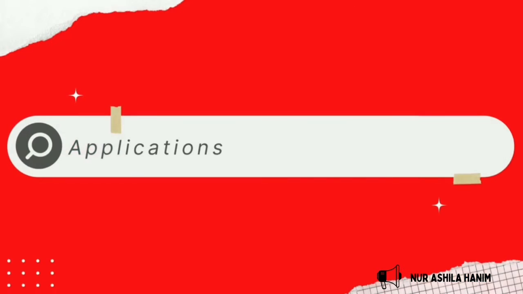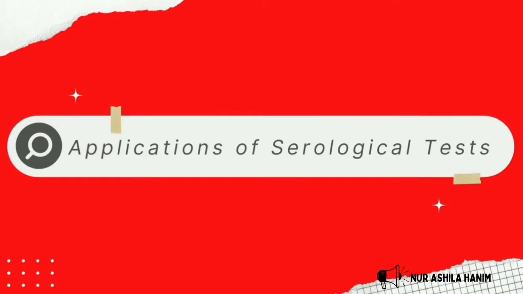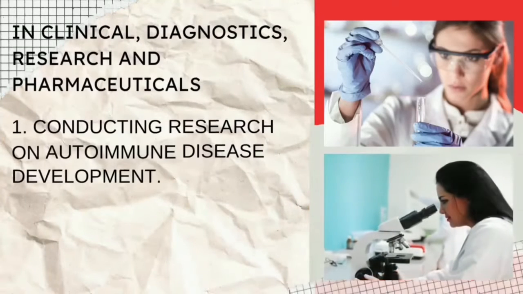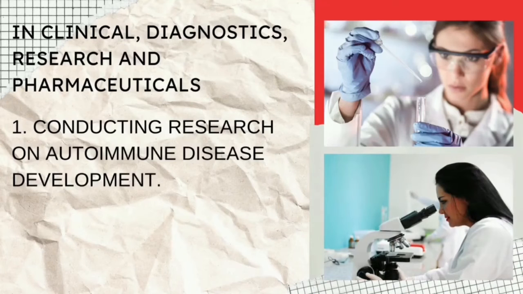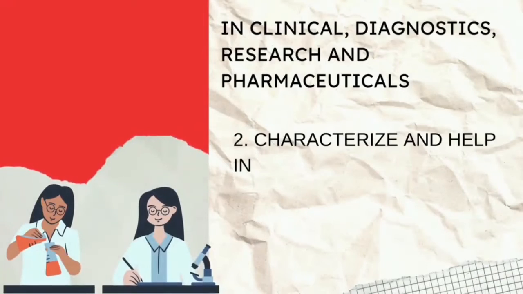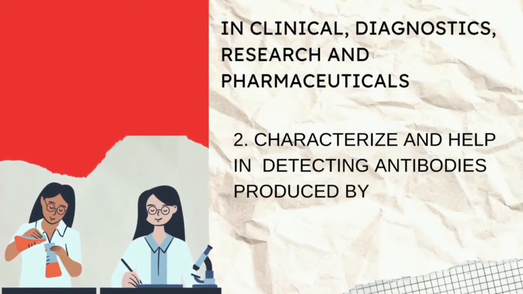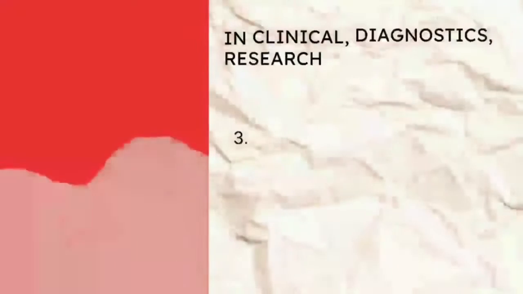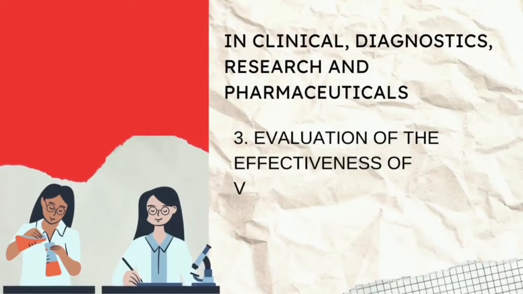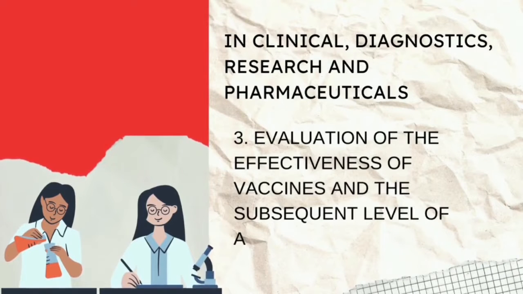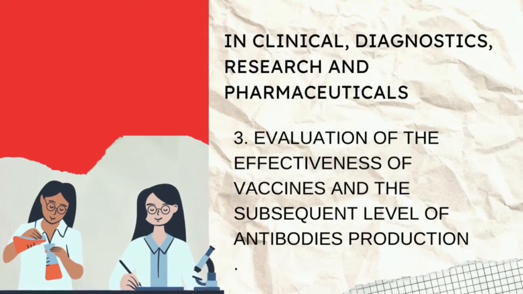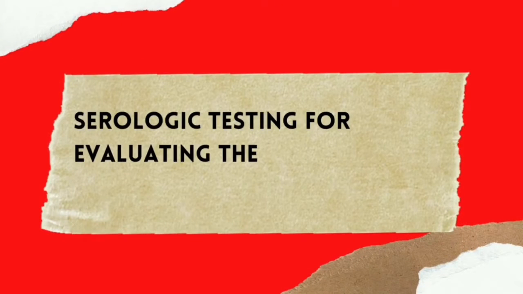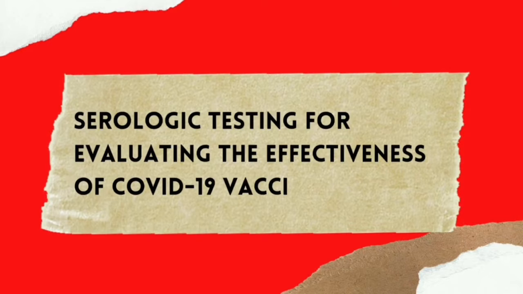Now we're going to talk about the applications of serological tests. Firstly, it is used to study the development of autoimmune diseases. The serological test is useful in aiding the detection of antibodies produced by past or current infections. After that, it is useful to study the effectiveness of vaccines and the subsequent level of antibody production. The serological test is helpful in evaluating the effectiveness of COVID-19 vaccines.